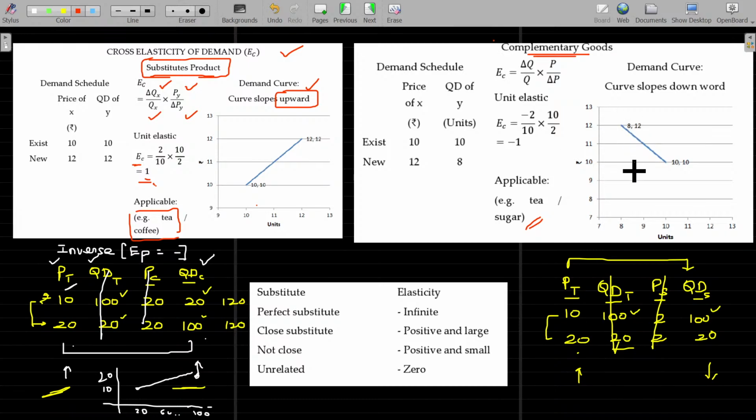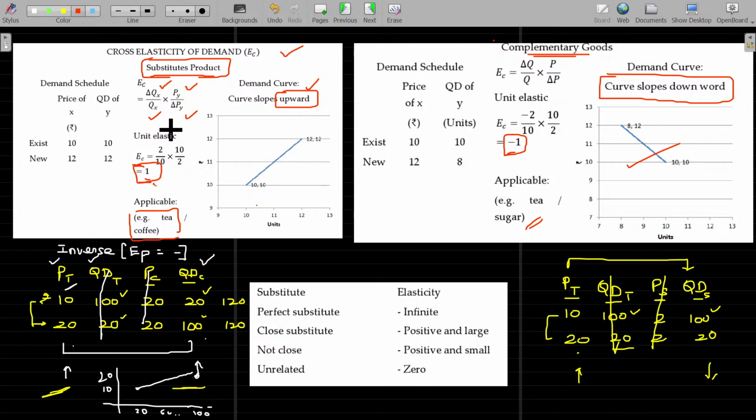This curve resembles a normal demand curve. This curve slopes downward, and it will have what? A negative sign. Is that okay? This is positive. So hereafter you can now understand the negative and positive signs also with respect to the elasticity of demand, whatever it may be.